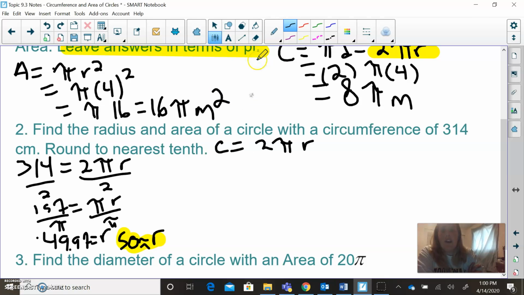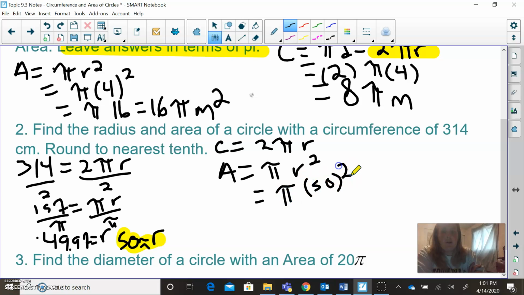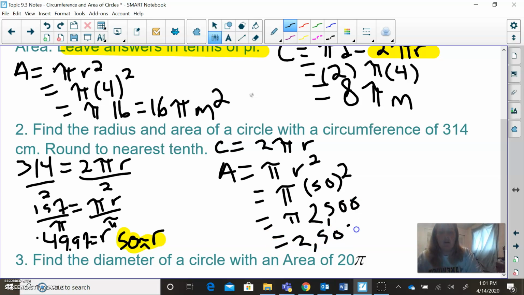We found the radius, now we need to find the area. So we are going to use the area formula, and area equals pi r squared. And we're just going to plug in 50 for r. Because we found that r equals 50, we'll have 50 squared. That equals pi times 50 squared, which is 2,500. And remember, we need to flip-flop this. So it equals 2,500 pi.